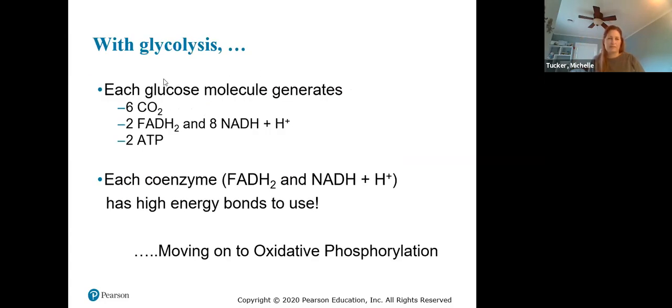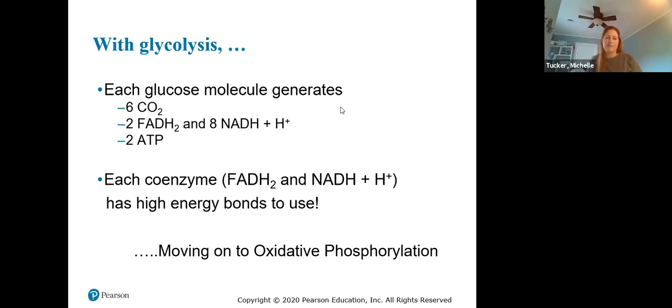So with glycolysis, each glucose molecule generates 6 CO2, 2 FADH2, and 8 NADH plus H. And then this would actually be 4 ATP. Oh no, with glycolysis, sorry. And then Krebs would add 2 more. I'm not sure this one's correct, so I'll have to look at this calculation again. So just ignore this calculation for now.